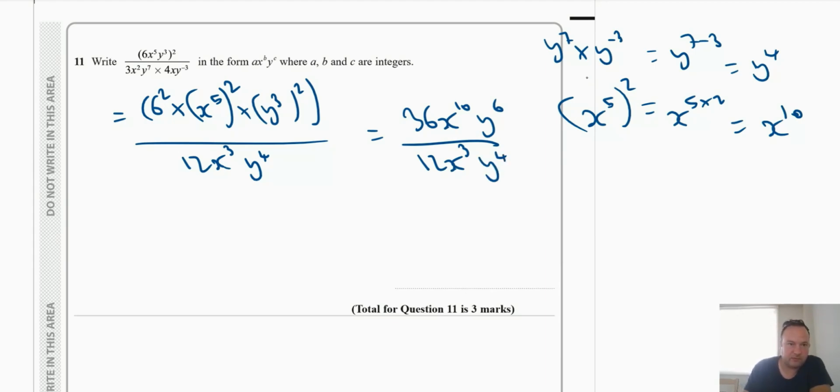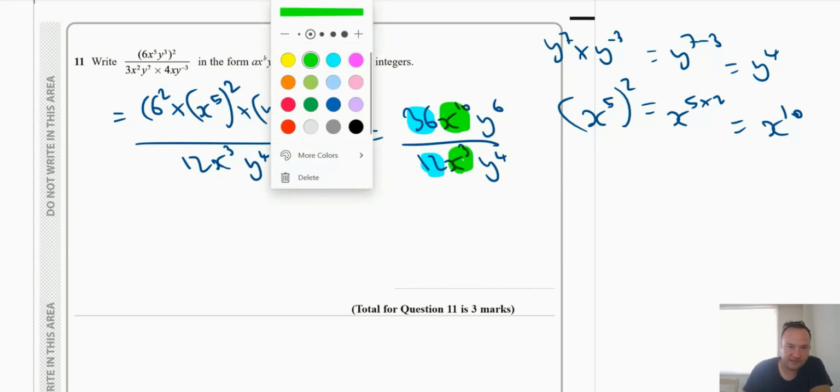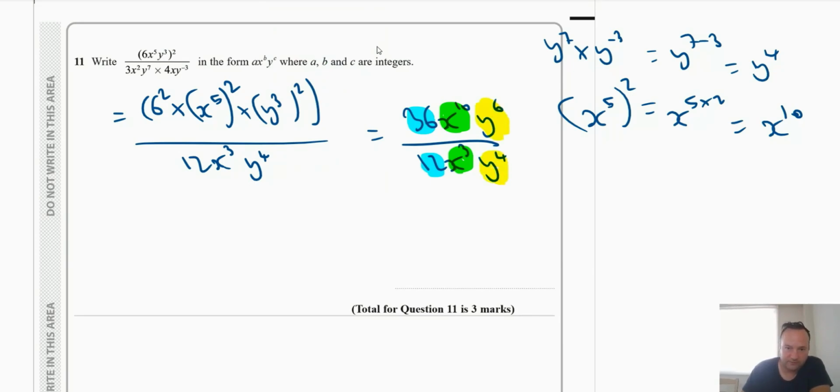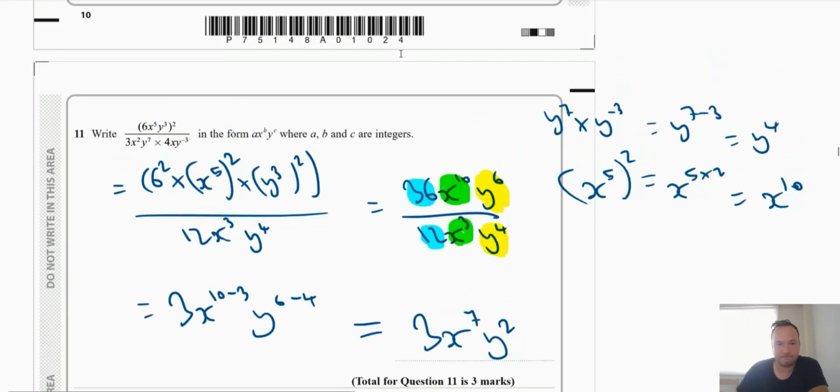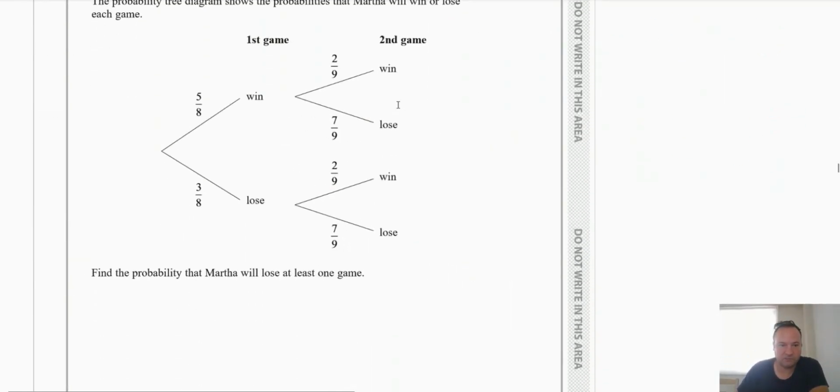Now what we can do, guys, we can actually treat these individually now. This is how I do it anyway, it's much easier. We can just consider only the numbers, only the x's, and only the y's. 36 over 12 is 36 divided by 12, which is 3. x to the 10 divided by x to the 3 is x to the 10 minus 3. y to the 6 divided by y to the 4 is y to the 6 minus 4. And that gives us 3x to the 7 y squared. Job done.